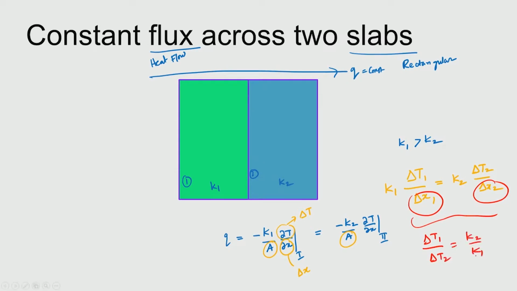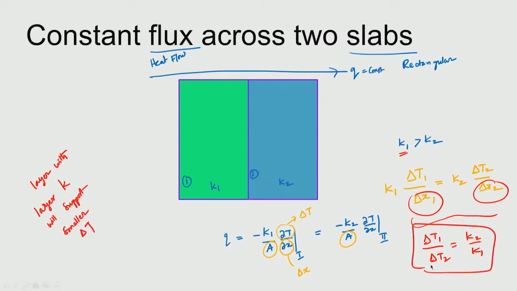So, which means that if K1 is larger, okay, it is going to the denominator. So, T1 should be smaller. So, which means that the layer with larger thermal conductivity will support smaller delta T. So, that is what you can conclude from this expression. So, which means that here K1 is larger. So, the thermal differences between the one end of the first layer to the other end should be smaller delta T, because K1 is larger, and K2 is smaller, so it can support larger delta T.